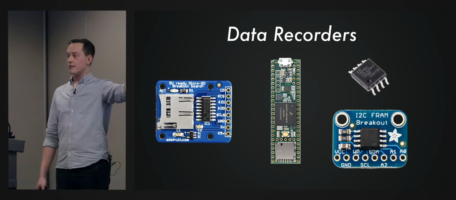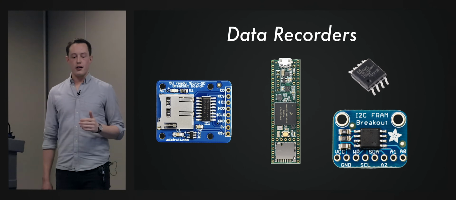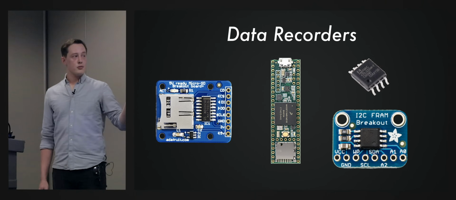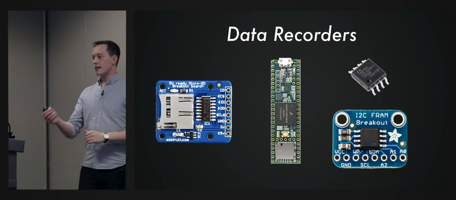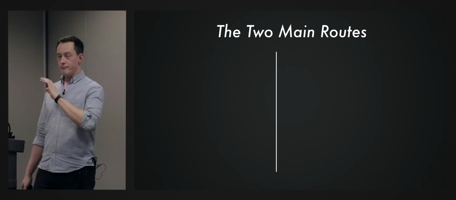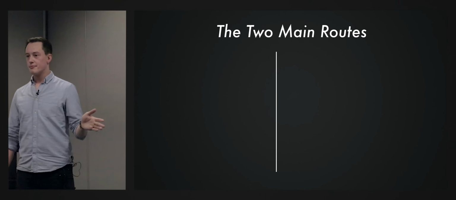I write to the flash in flight to avoid errors with vibration and shock, and then when the rocket has detected that it's landed, we write over to the SD card so I can easily get that data at the end. Now, there are two main routes to assembling all of this stuff, right?